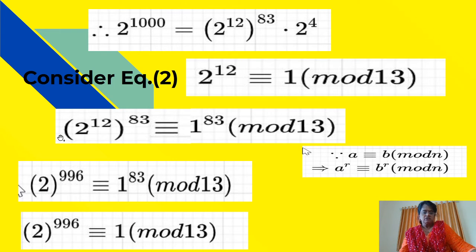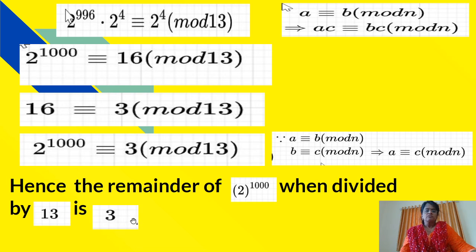From this equation, we have 2^996 is congruent to 1^83 mod 13. Means 2^996 is congruent to 1 mod 13. From that equation, we can write 2^996 times 2^4 is congruent to 2^4 mod 13. Because if A is congruent to B mod n, it implies that AC is congruent to BC mod n. Here C is 2^4.